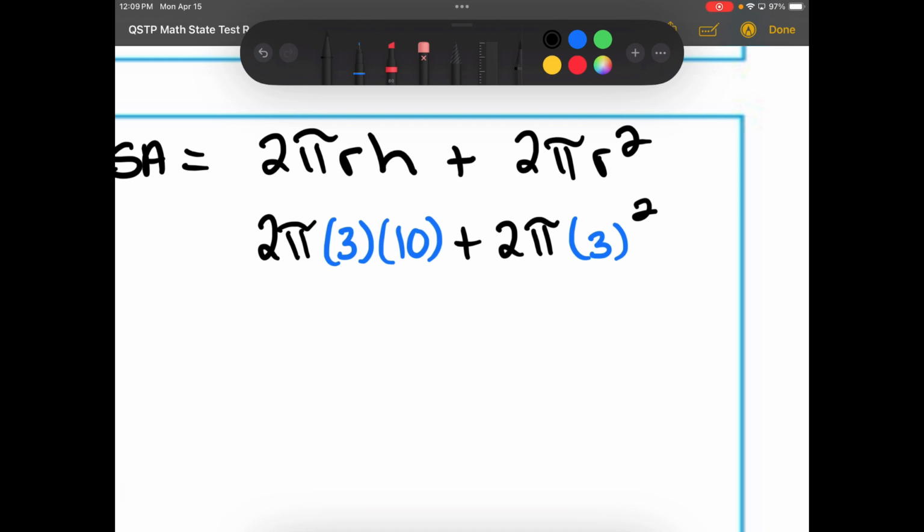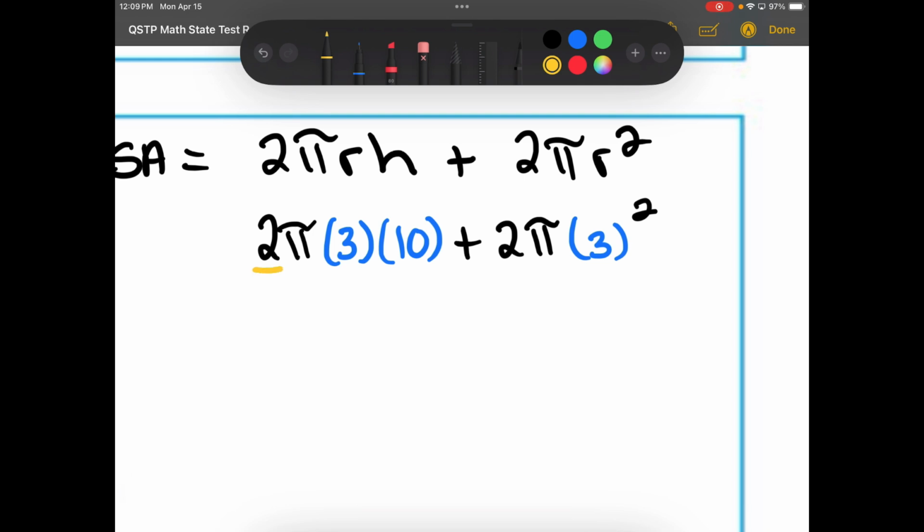Before we continue working, one of the things I always tell you guys is when you are doing a multiple choice test, look at your answer choices to tell how they want you to give the answer. So look at your answer choices. How do they want this answer? In terms of pi, how do you know? The pi symbol is in the answers, right? So we're not using 3.14.